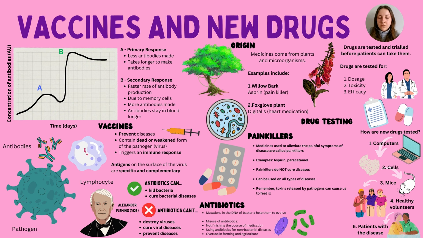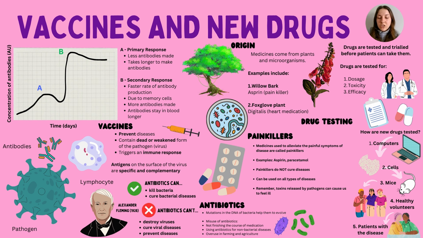Remember, antibiotics were discovered in 1928 by Alexander Fleming, and he did make it clear that this was important to consider. So antibiotics can't destroy viruses, they can't be used to cure viral diseases or prevent diseases, they are more of a cure. However, vaccines are used as a preventative measure against pathogens such as viruses and viral diseases, and you do need to know what a vaccine is.